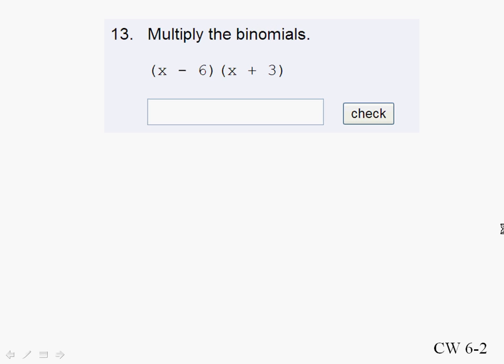For number 13, you can use any method you like. I'm going to use FOIL for my example. So first, x times x is x squared. So first, outside, inside, last.